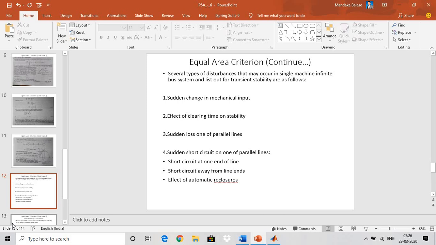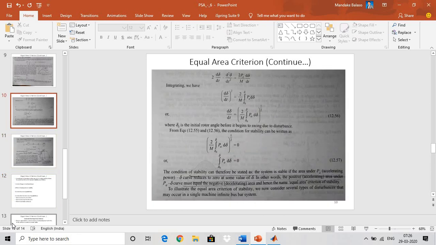In case of transient stability, mostly we consider different types of severe faults like sudden change in the mechanical input, effect of the clearing time on the stability, sudden loss of one of the parallel lines, sudden short circuit on one of the parallel lines, etc. Such severe faults are considered, and for them we plot the equal area criteria and then decide the stability. So what is meant by the equal area criteria?